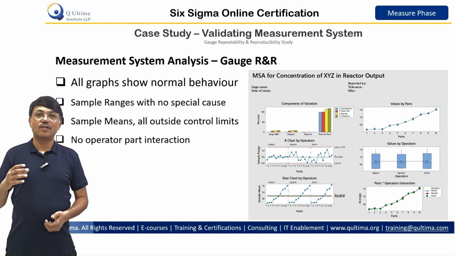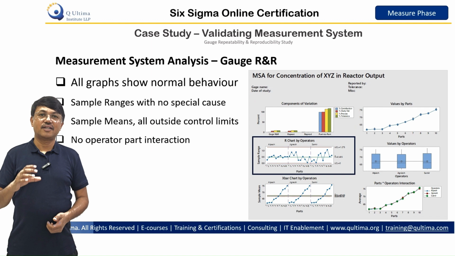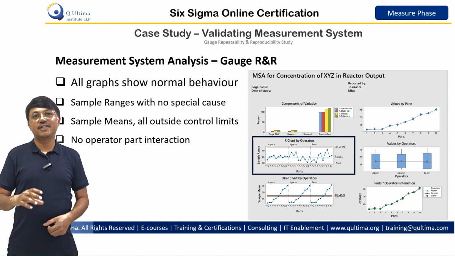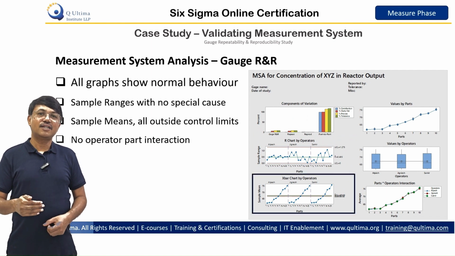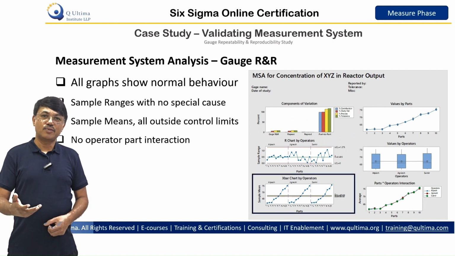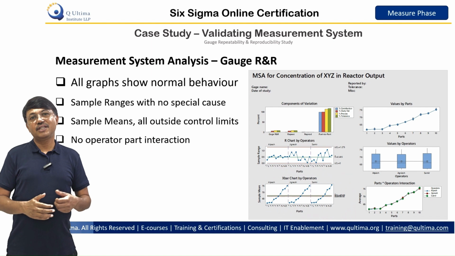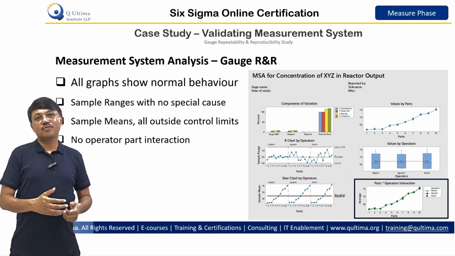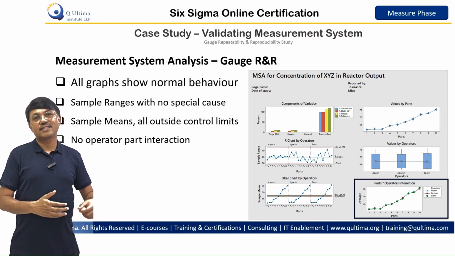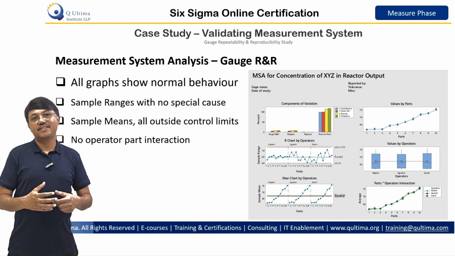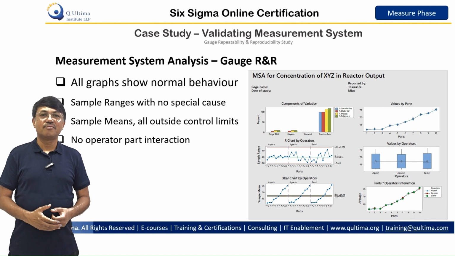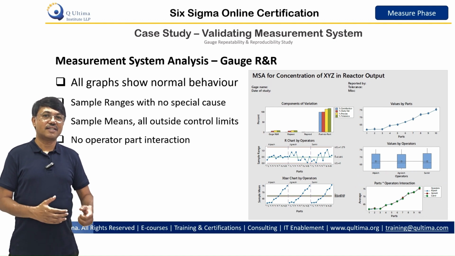When we see that all the points in the range chart are inside the control limits, it indicates a good repeatable measurement system. When we see the mean chart, we see that most points are outside the control limits, indicating that the measurement system is able to distinguish the parts. And the operator part interaction shows that all the lines are overlapping, so there is no operator part interaction, and hence the overall measurement system is good. We'll verify this observation with the statistics.